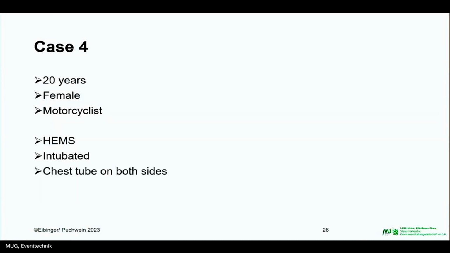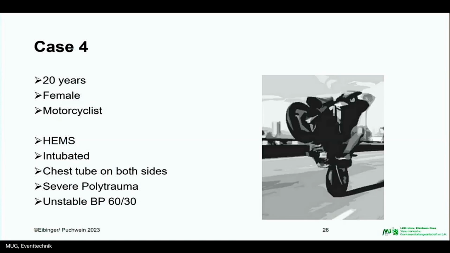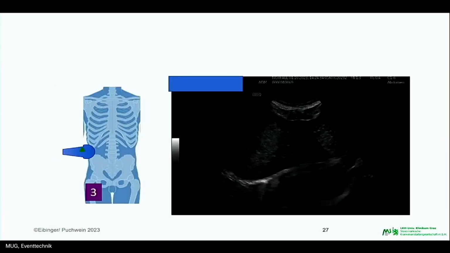The next case is a very recent case from our department, a 20-year-old female, again a motorcyclist, transported with helicopter, again intubated, chest tube on both sides, severe polytrauma was the announcement. Patient was very unstable in the pre-hospital setting with a blood pressure from around 60 to 30. When the patient arrived in the trauma bay, the first thing that happened was the eFAST, and afterwards we entered a REBOA catheter. So we blocked the aorta.